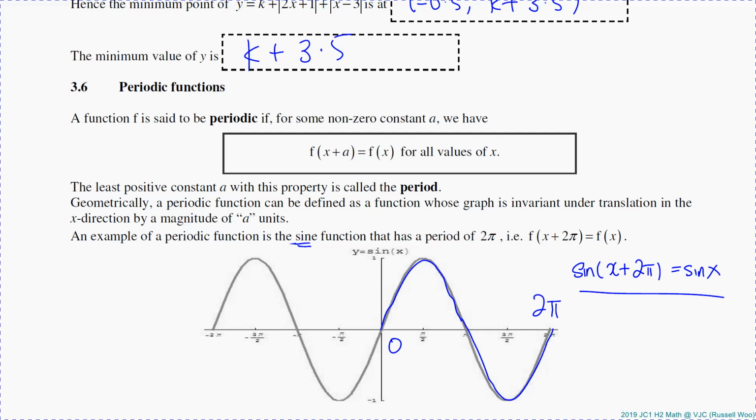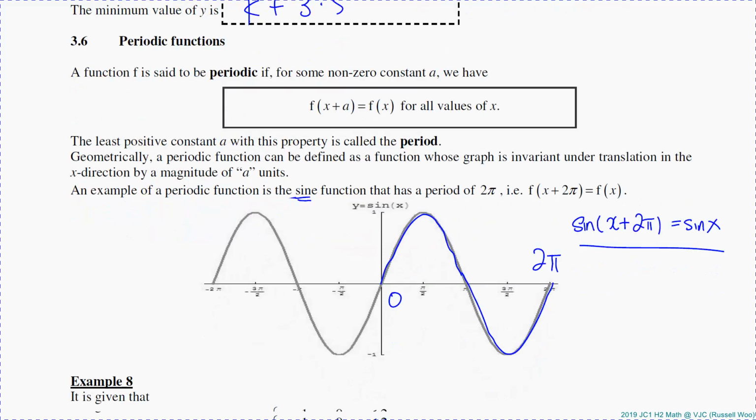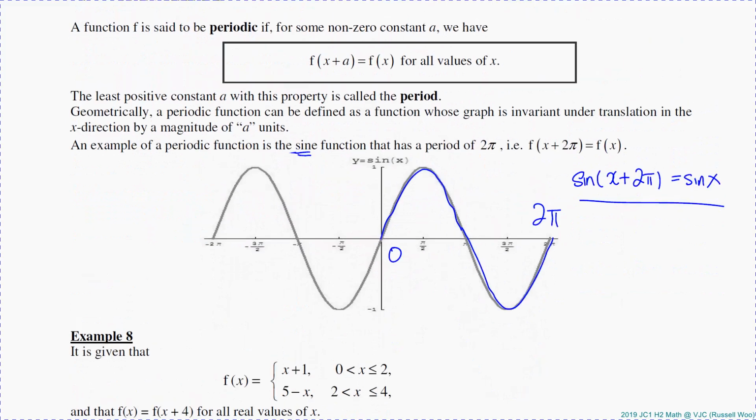An example of a periodic function is the sine function, where sine of x plus 2 pi is actually sine x. So the cycle repeats itself every 2 pi. Make sense? So in this case, the period is actually 2 pi. Your a, which is the period, is actually 2 pi. Make sense? So examples of periodic functions are the sine function, tangent function, your cosine function as well.